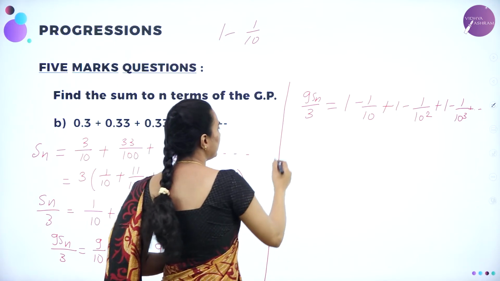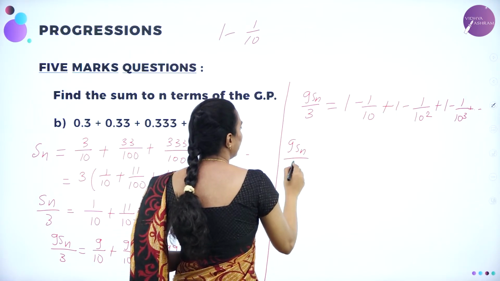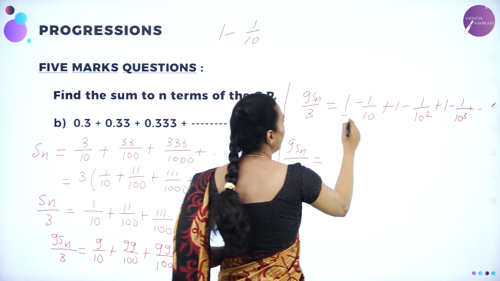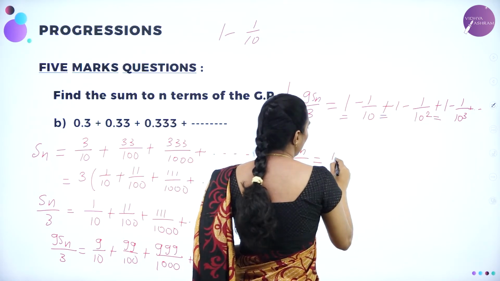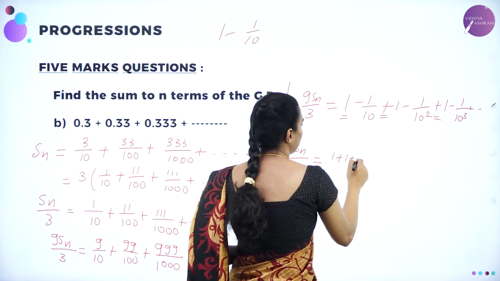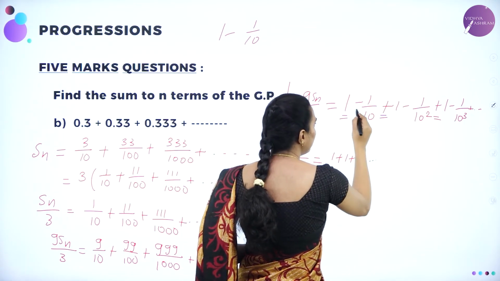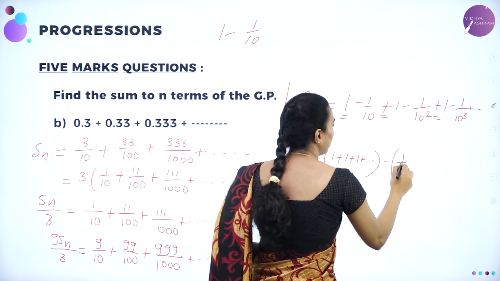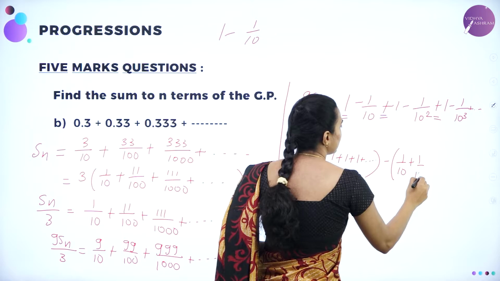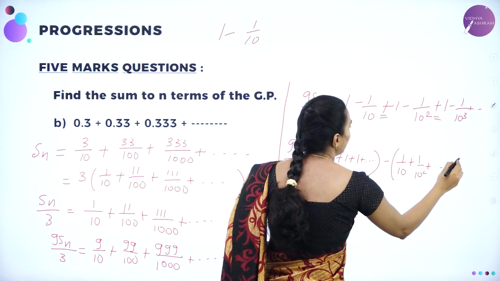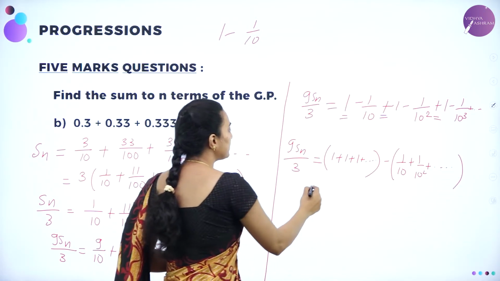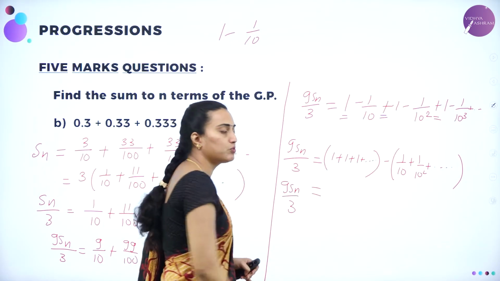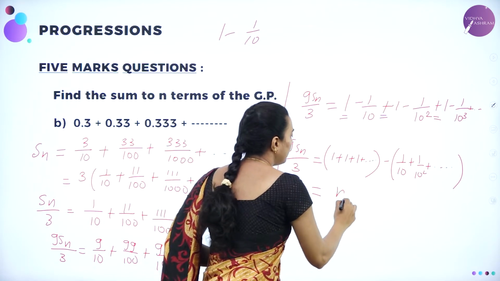Therefore, you can write this as 9Sn divided by 3, which implies 1 plus 1 plus 1 plus etc. Here the minus sign, as it is, I am taking. Remaining is 1 by 10 plus 1 by 10 squared plus 1 by 10 cube, etc. Now you can write this as 9Sn divided by 3 equals 1 plus 1 plus, n times, which is n, minus the GP sum.